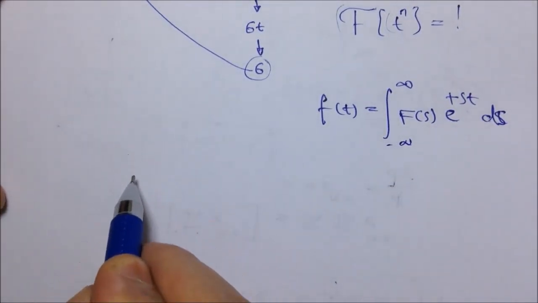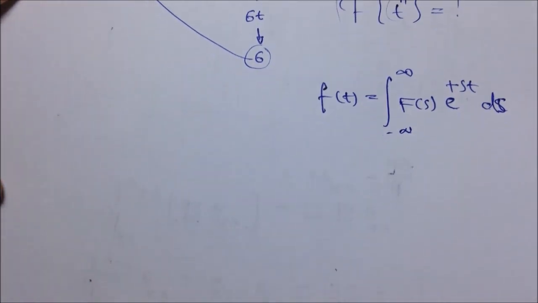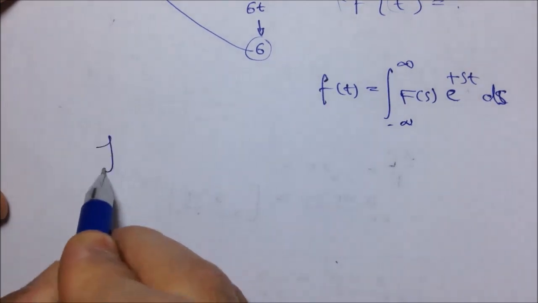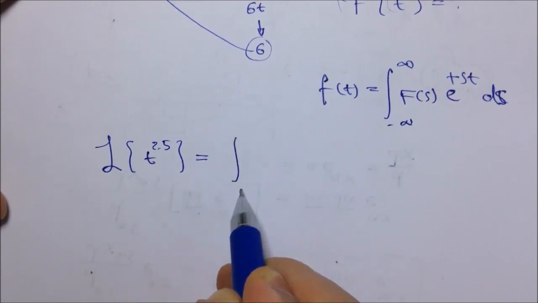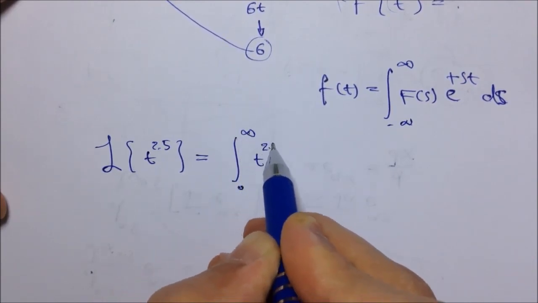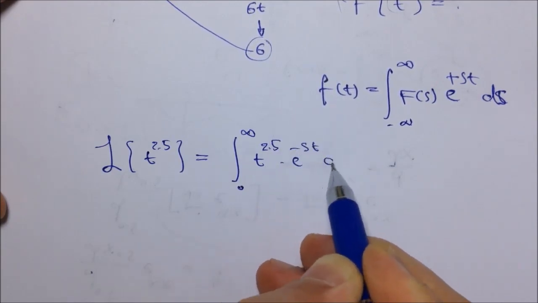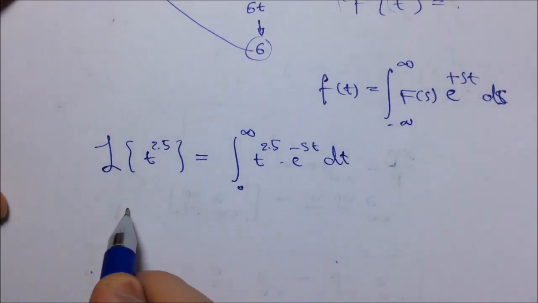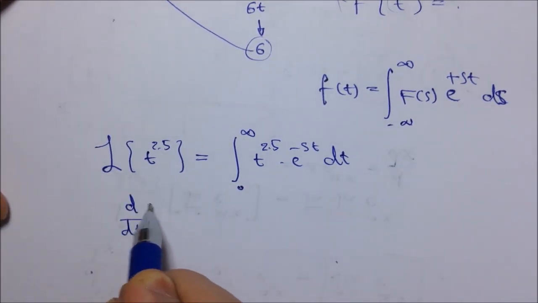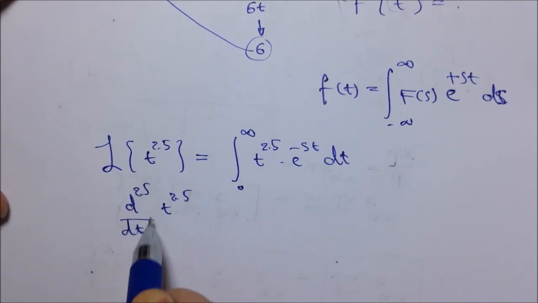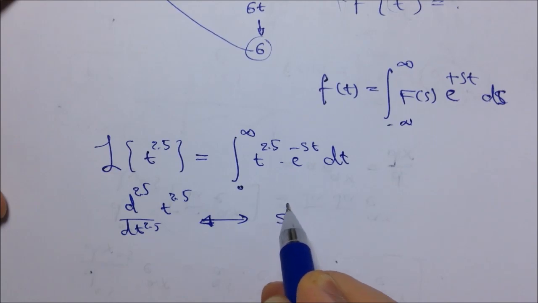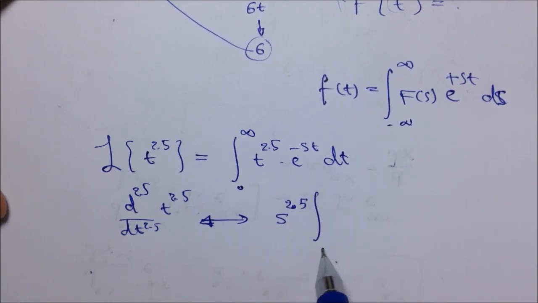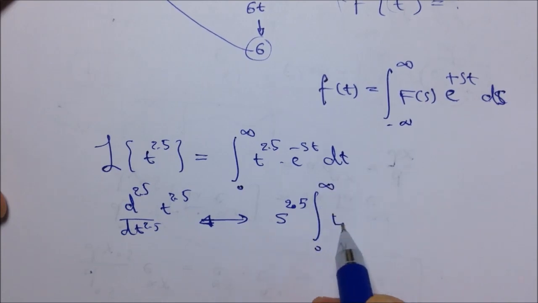So the Laplace transform of t raised to the power of 2.5 is defined as integration from 0 to infinity of t raised to the power of 2.5 times e^(-st) dt. And differentiating t raised to the power of 2.5, 2.5 times is equivalent to multiplying the transform by s raised to the power of 2.5. Now the transform is this again.